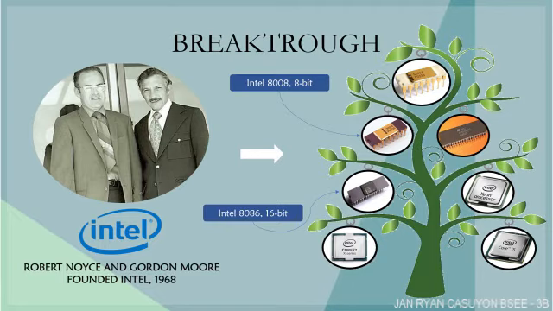Noyce and Moore teamed up, founding Intel and finding a niche in making memory chips, resulting in the first-ever Intel 4004 processor, which is made of 2,300 transistors and has a 740 kHz clock speed. Further advancement led to the x86 instruction set architecture, which became the foundation of today's CPU designs.